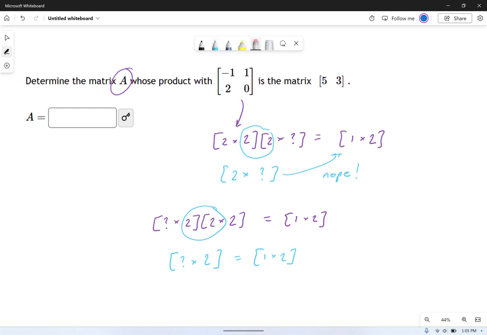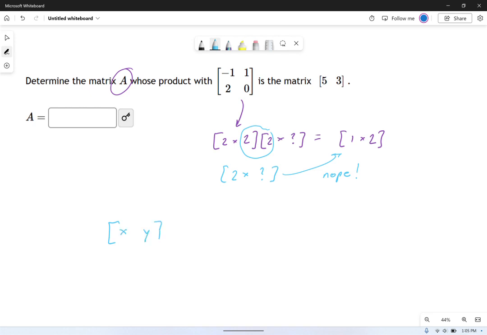All right, so that took a little bit of work, but now we know that I have a matrix that looks like this, a 1 by 2 matrix. Let's just call it x, y, times the matrix [-1, 2; 1, 0] equals [5, 3], or 5, comma 3, in the matrix. I know that was a lot of work, but now we have an equation we can work with.